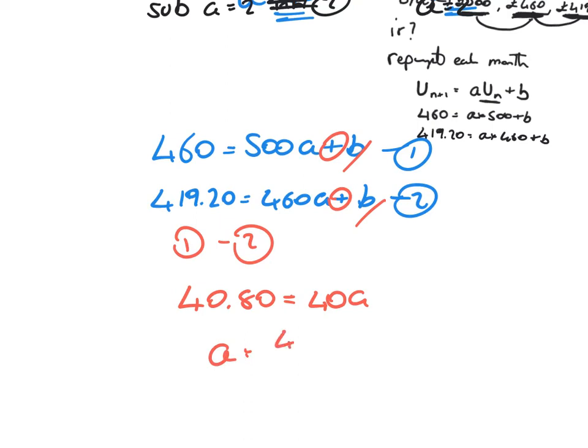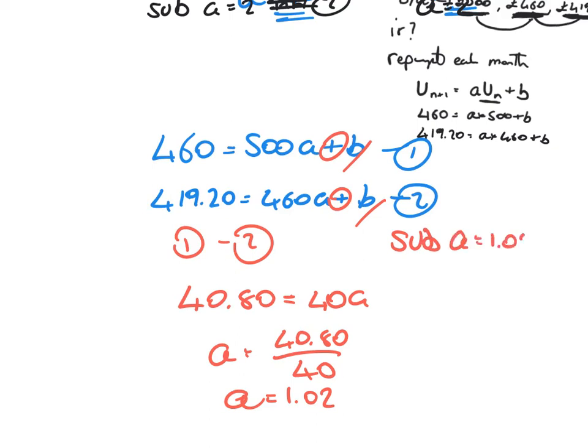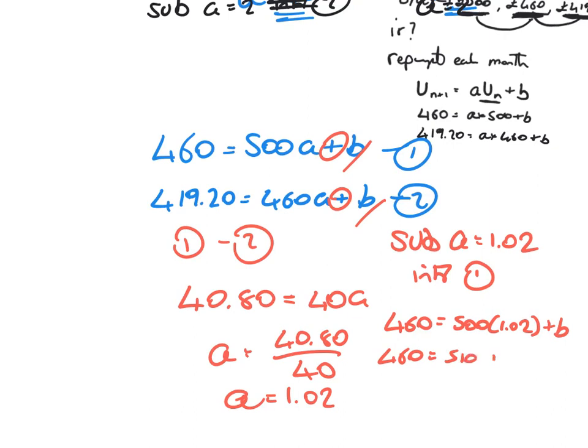A equals £40.80 divided by 40, and that will give me 1.02. I'm now going to sub A equals 1.02 into one of the equations. So let's try equation 1. So 460 equals 500 times 1.02 plus B, and that's 460 is equal to 510 plus B. B equals 460 minus 510, that's B is equal to minus 50.